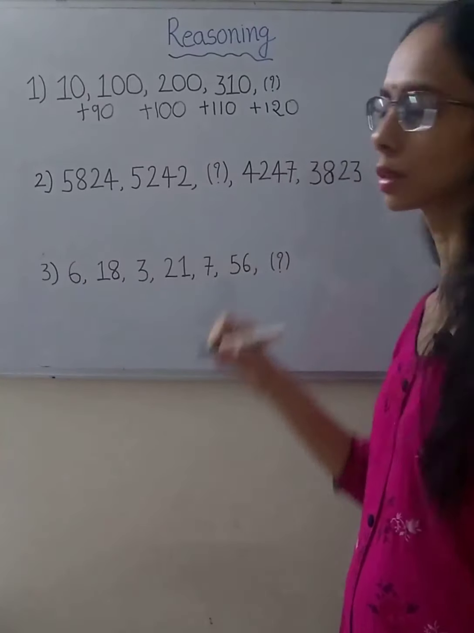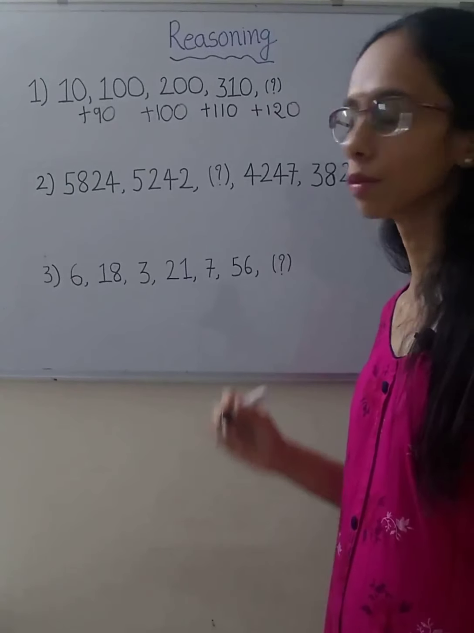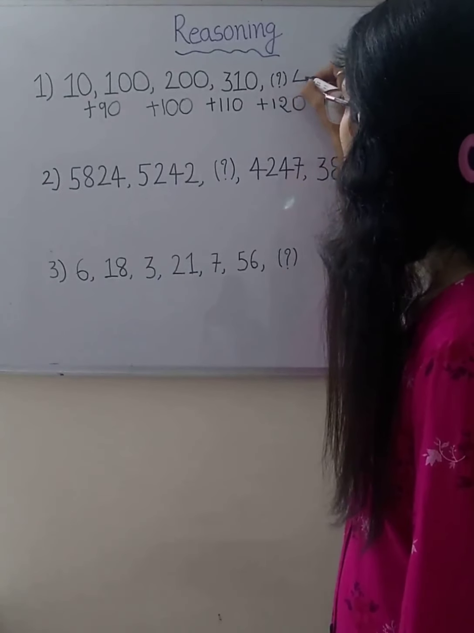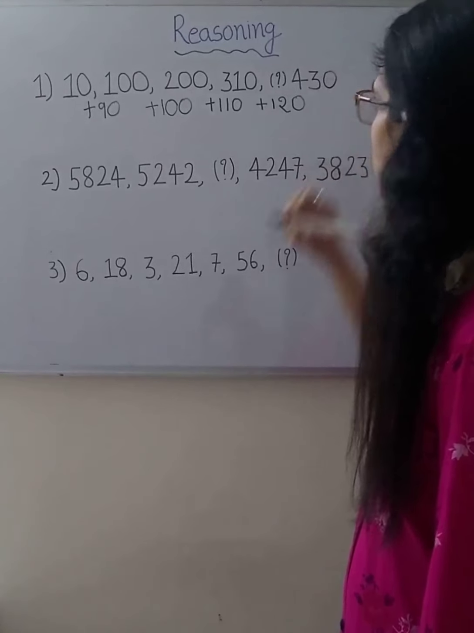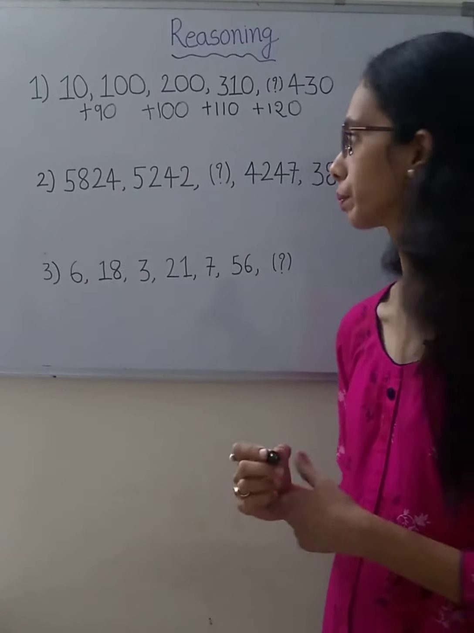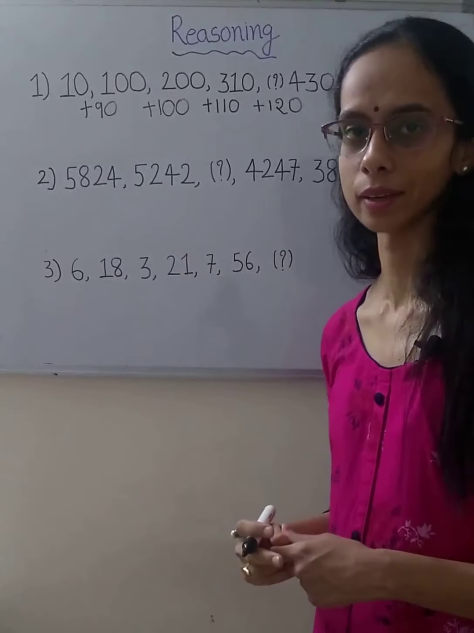So what you have to do, friends? 310 plus 120. So what will we get? We will get 430. Now, the next number series is really interesting.